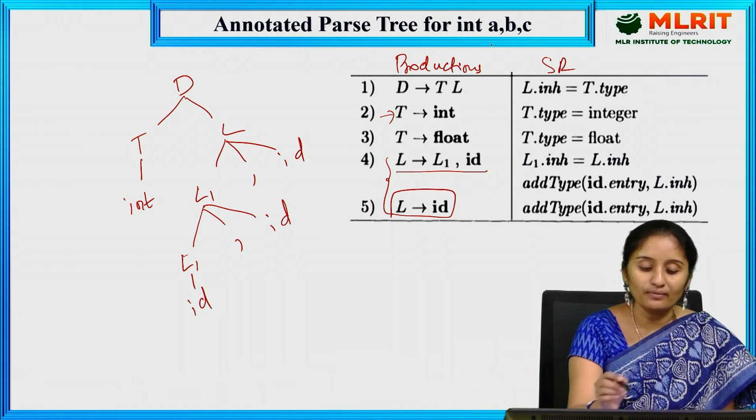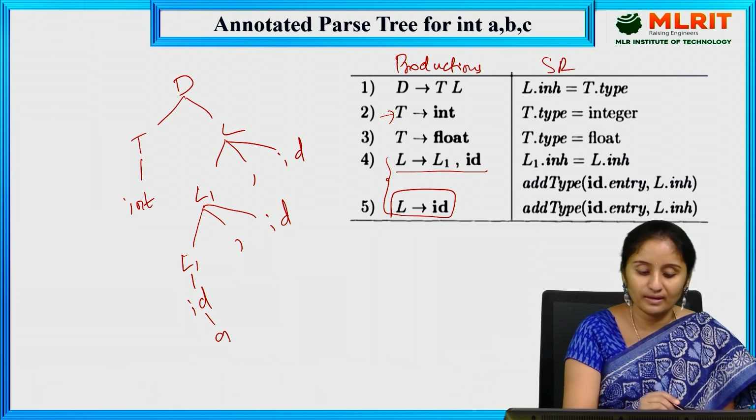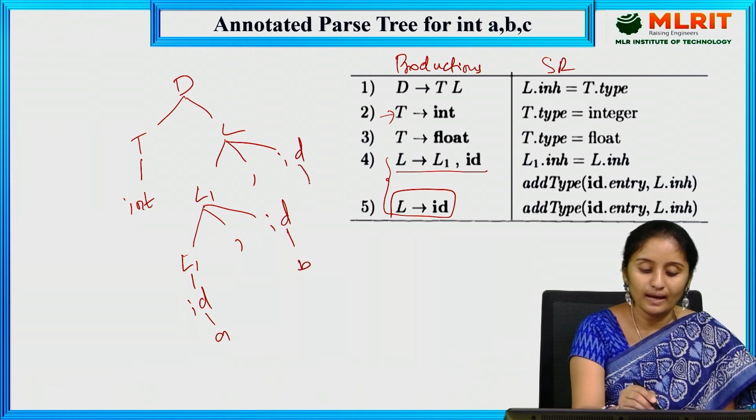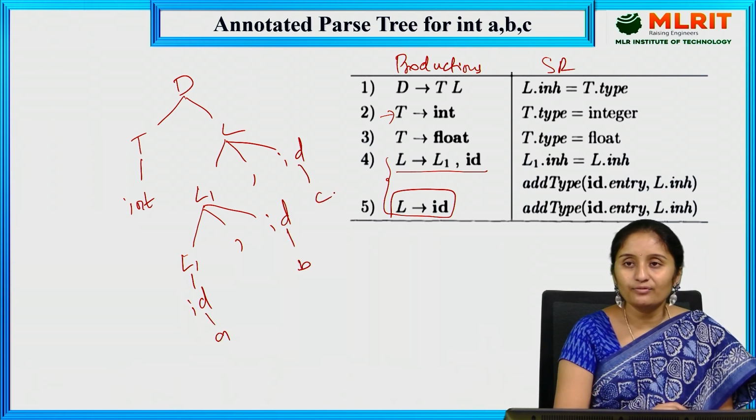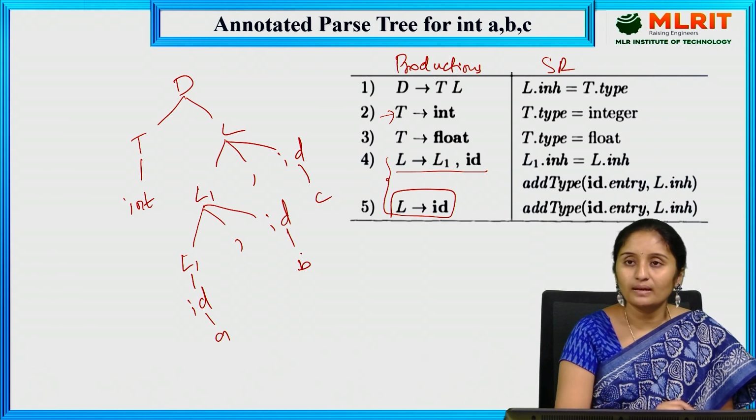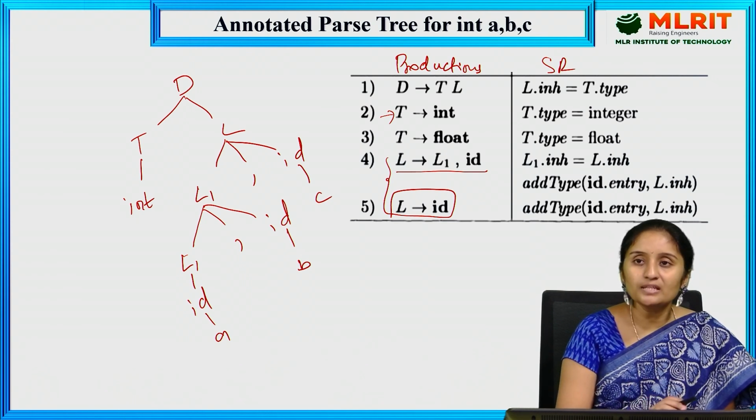So what do I have here? Identifier is A. Here it is B and it is C. Identifier int A, B, C. It's completed. Now this is the parse tree we have constructed. Now for this parse tree we are going to generate the annotated parse tree.